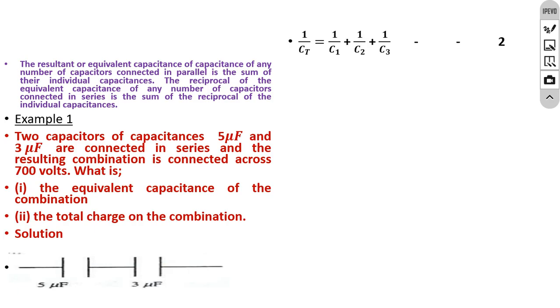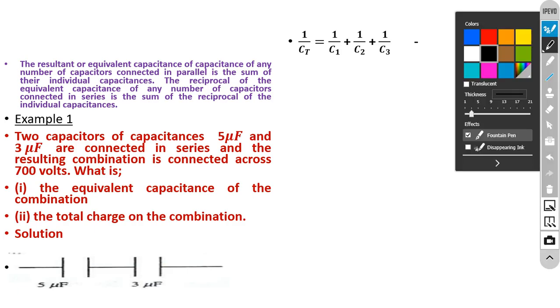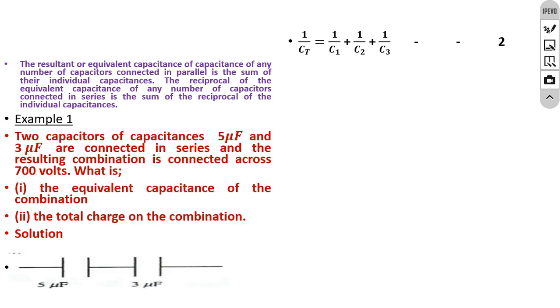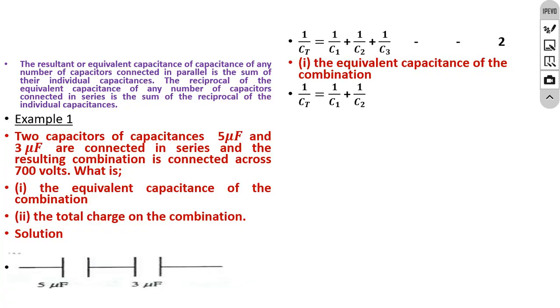We pick an expression as shown in equation 2. But look at this. You have two capacitors here. So we are going to lift the third one, the one that comes with C3. We are going to remove this. When we remove that, this expression reduces to 1 over Ct equals to 1 over C1 plus 1 over C2.